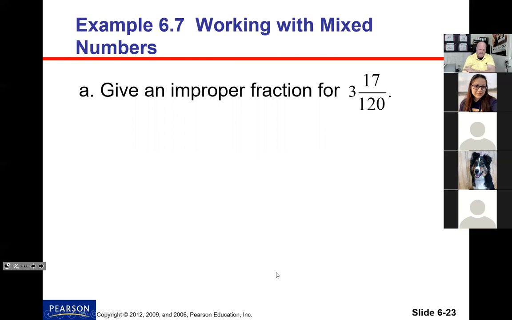We're almost done. We've got 2 more slides and then we're going to do a bit of practice. And then we'll take our break after that.